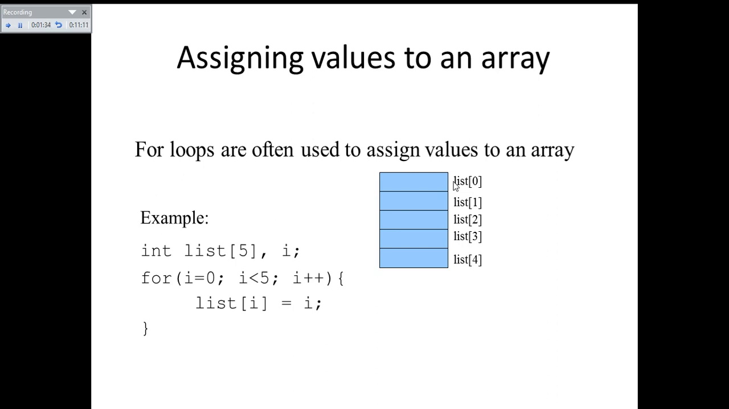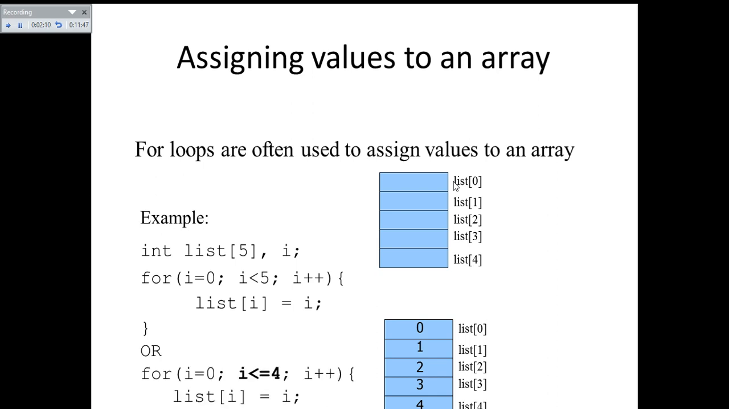Then i will be incremented, so i will become 5, and 5 is not less than 5. So the for loop condition will fail, and it will come out of the for loop. After coming out of this for loop, you can see the values initialized inside this list array as 0 1 2 3 4, which is nothing but the number of iterations of your for loop. So this is the output that you can expect after running this simple code snippet.